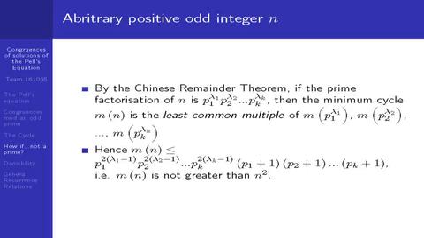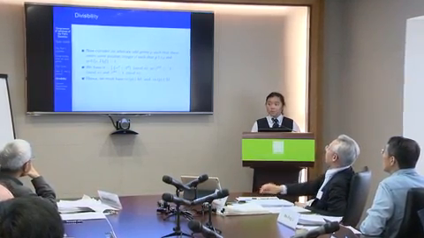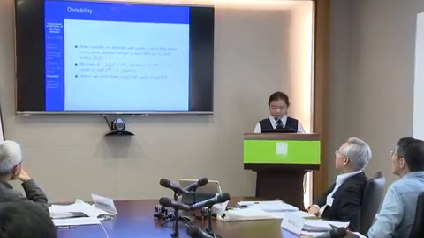And for arbitrary positive integer n, by the Chinese remainder theorem, we have that the order is the least common multiple of all the functions combined together. Hence, m_n is also bounded. Okay, let's go back to our original old stuff.